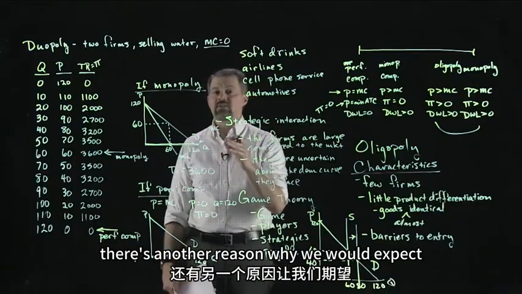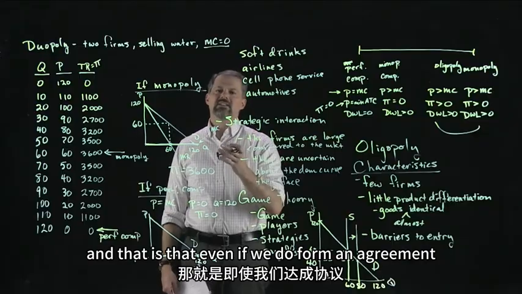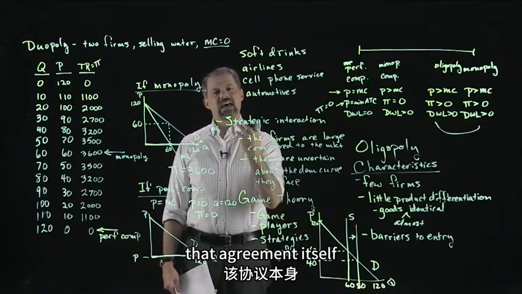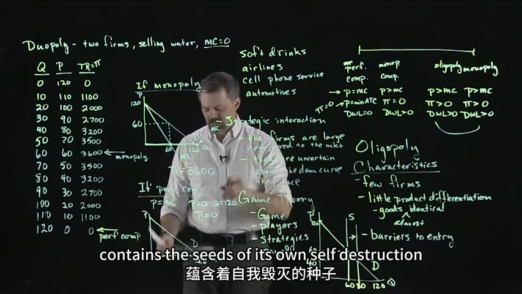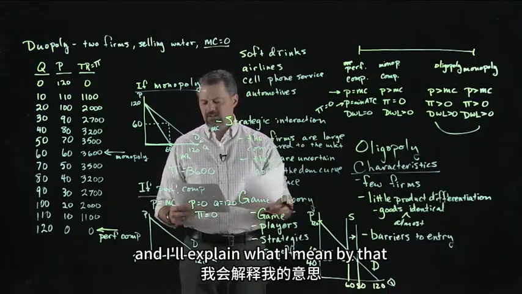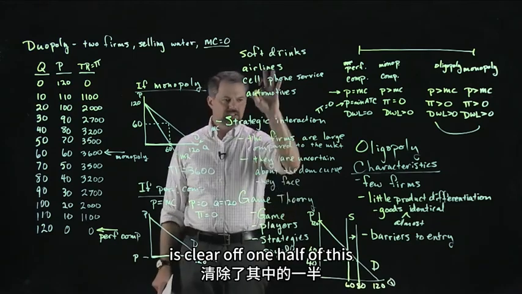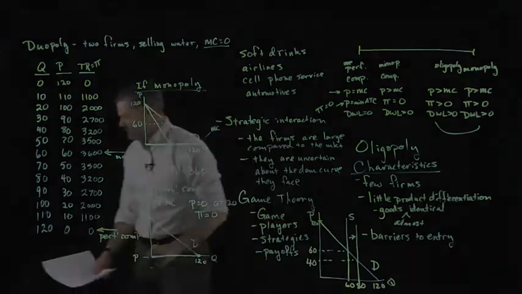There's another reason why we would expect not to see a collusive agreement, and that is that even if we do form an agreement, that agreement itself contains the seeds of its own self-destruction. And I'll explain what I mean by that. Actually, what I want to do is clear off one half of this, and we'll work the rest of this out over here.